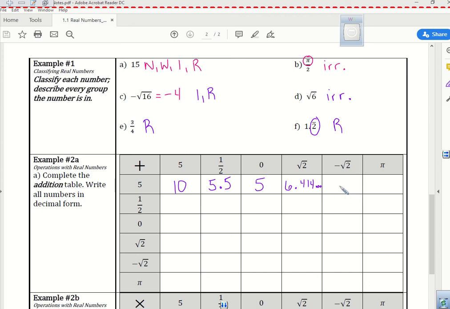5 plus negative square root 2 is 3.58. That number keeps going. 5 plus pi is 8.14. That keeps going. Okay. Let me erase this. I don't like how I wrote that. Okay. What I'm going to do is I'm going to pause the video now. I would like you guys to pause as well, and I'm going to complete the rest of this addition table, and then we will meet back up.